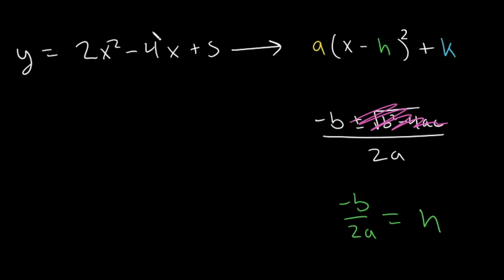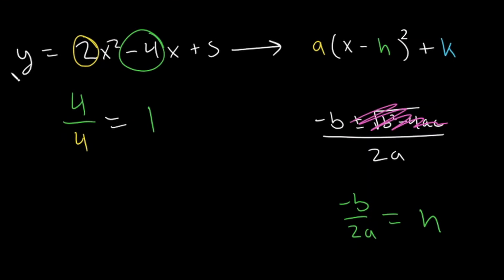So now we know how to solve for one of the pieces, so let's do that. You can see our b value here is negative 4, and our a value is 2. So negative times negative 4 is just going to be 4. And then we divide by 2 times a, 2 times 2 is going to be 4. So our h value is going to be 1. Now we have the x value of our vertex, but we still need to find k. We need the y value of our vertex.